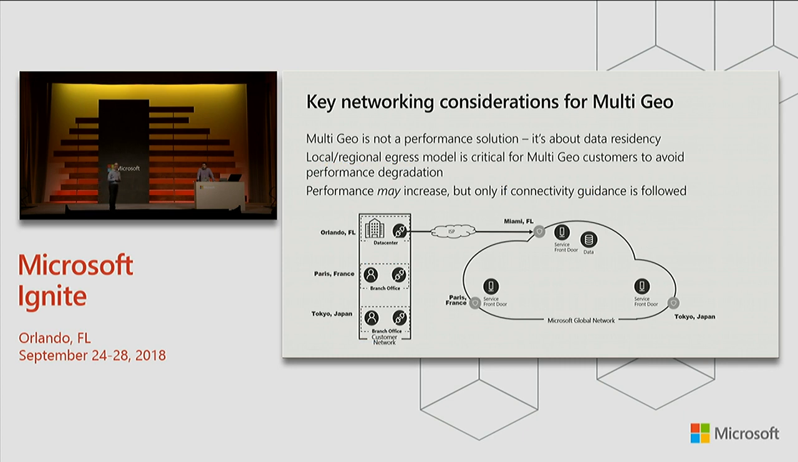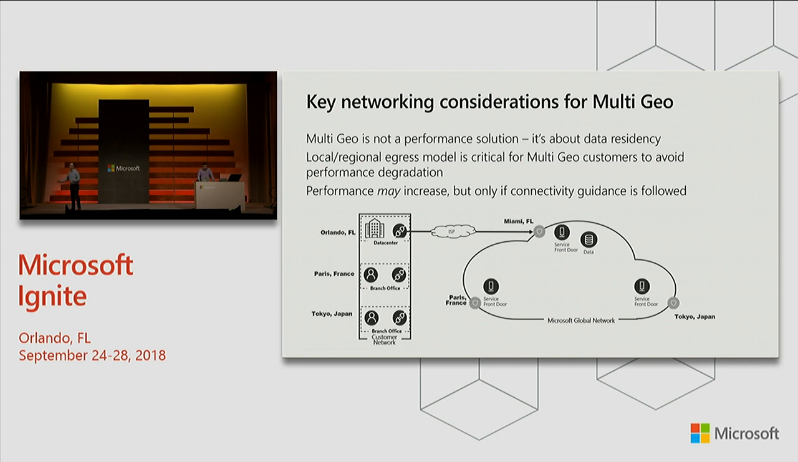So when we think about networking considerations for Multi-Geo, important to understand it's not a performance solution, and depending on your network infrastructure, Multi-Geo can actually cause performance degradation. All right? If you're not locally egressing, or at least regionally egressing, and backhauling your traffic to the region where maybe your data exists today before Multi-Geo, if you move users' data elsewhere in the world, it's fairly straightforward. You're going to see an impact there. Performance may increase. Nobody's going to stand up here from Microsoft to make the argument that there's not the potential for some performance increase by moving a user's data closer to where they physically are. That would be rather ridiculous.